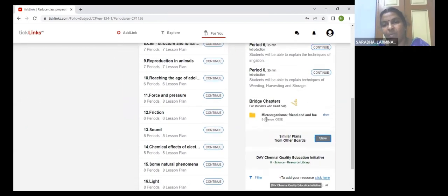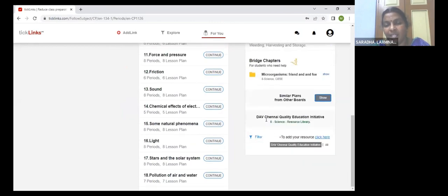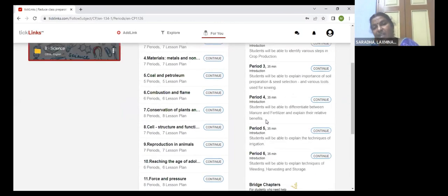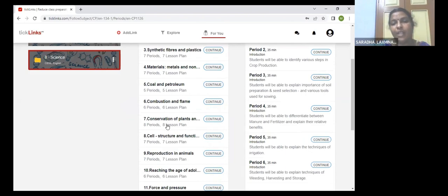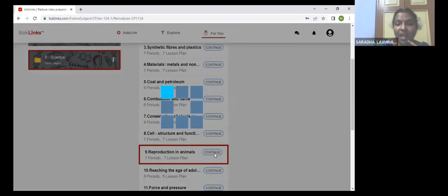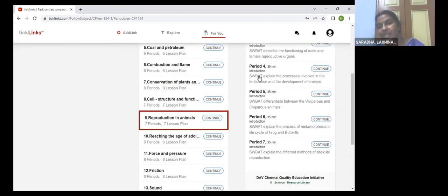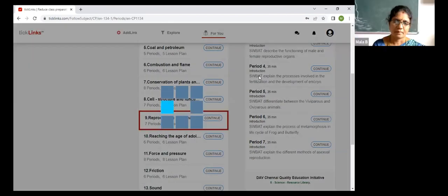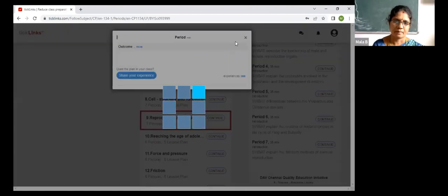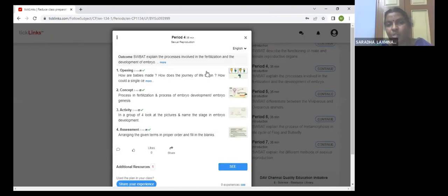I think this will be very useful for you. So I thought I will share with you. For example, I'm going for cell structure and function, reproduction in animals. This is divided into these many periods. I want the fourth period from here. So I'm going with my fourth period. The opening is how are babies made? Where does life begin? And the process of fertilization, everything is given.